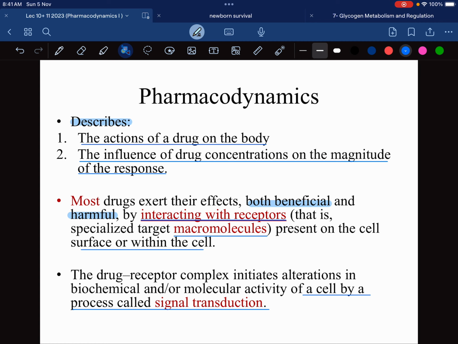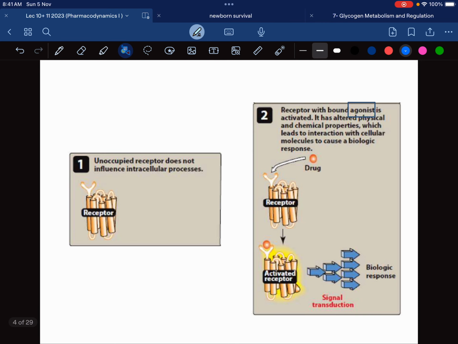In general, this is a model of the receptor, and this is what we call the binding site of that receptor. The unoccupied receptor has a certain shape and a certain molecular structure, and it is inert. That means it will not produce any activity because there is no drug to bind to that binding site. But when there is a drug, it will bind to its binding site, the place where the drug is attached.